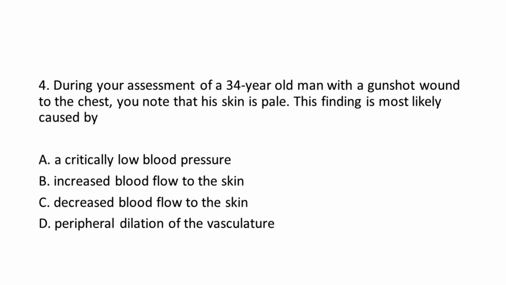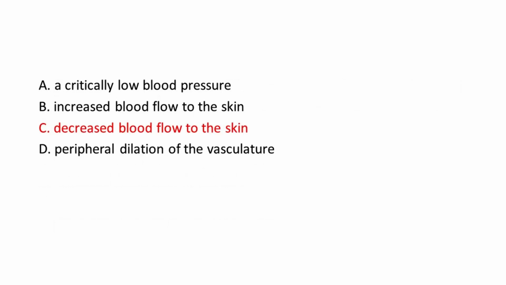4. During your assessment of a 34-year-old man with a gunshot wound to the chest, you note that his skin is pale. This finding is most likely caused by A. A critically low blood pressure. B. Increased blood flow to the skin. C. Decreased blood flow to the skin. D. Peripheral dilation of the vasculature. The answer is C. Decreased blood flow to the skin.